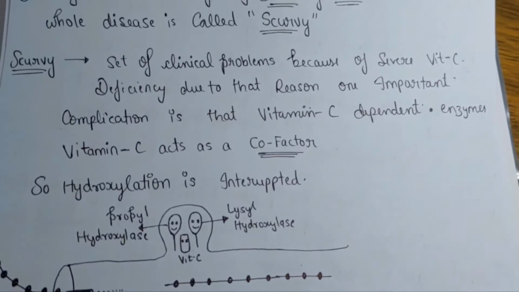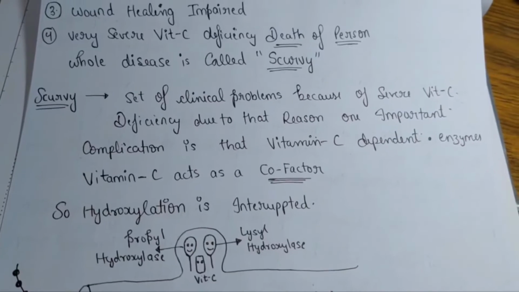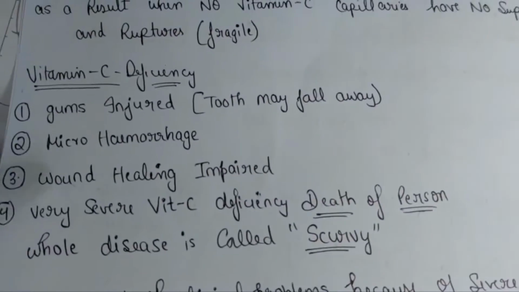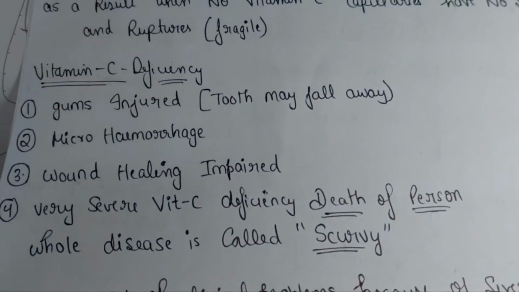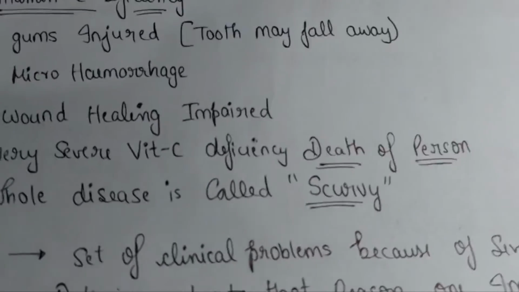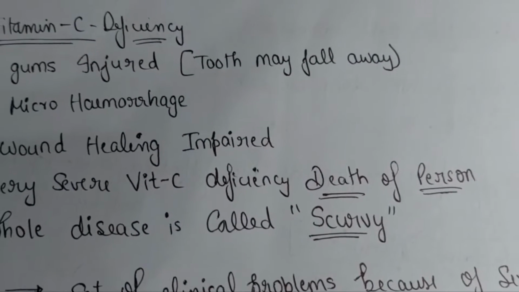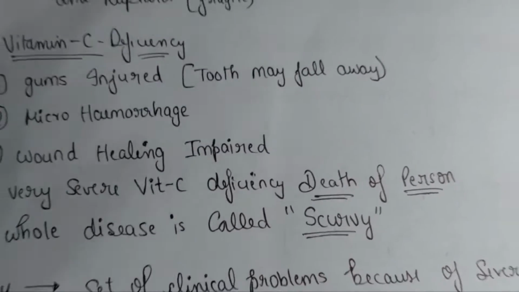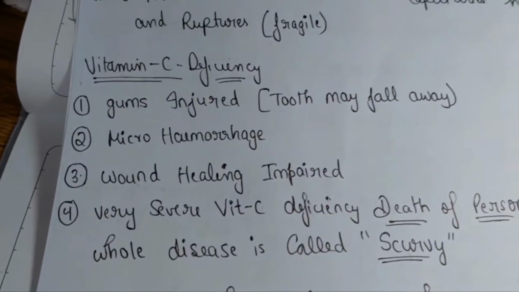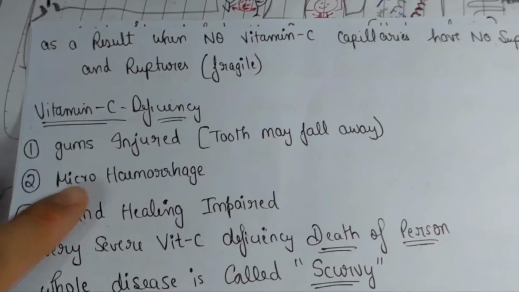So due to deficiency of vitamin C, we can suffer with scurvy. Scurvy will have clinical problems because of severe vitamin C deficiency. We can have gums injured, that is, teeth may start to fall due to severe deficiency of vitamin C. There can be microhemorrhage because we know that capillaries are endothelial tubes which have collagen around them. If collagen is not strong, it will be loose, there will be small ruptures, and the capillaries will be very fragile, and as a result we will have microhemorrhage.